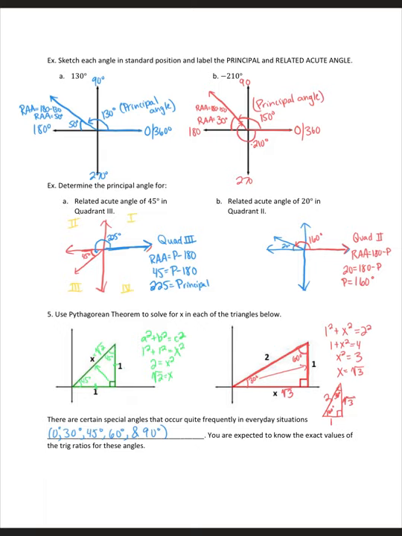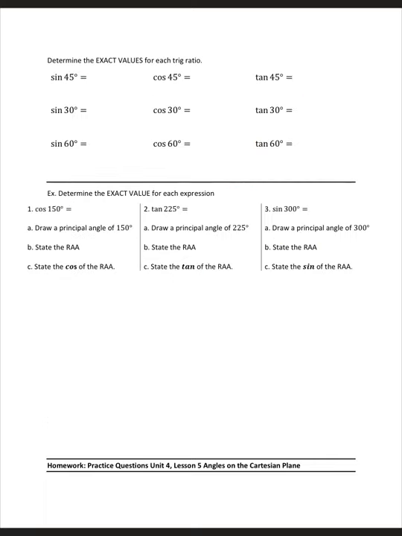So let's take a look at what I mean. So here it's asking you to determine the exact value for each trig ratio. So just because we're on another sheet, let's just draw those special triangles one more time so that we can kind of have them right with us to compare. So we had 45, 45, and those had a 1, 1, and a radical 2. That was one special triangle. And then the other special triangle is what we call a 30, 60, 90. So we had a 30 and a 60, and opposite our 30-degree angle was 1, opposite our 60-degree angle was radical 3, and our hypotenuse was 2.